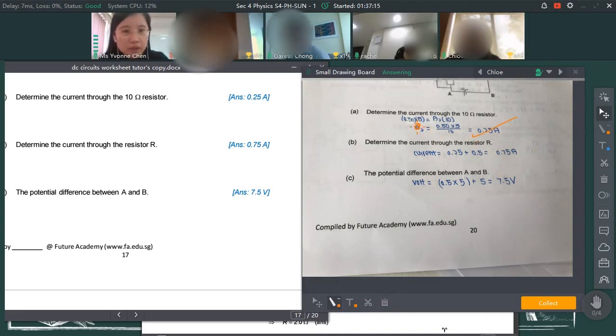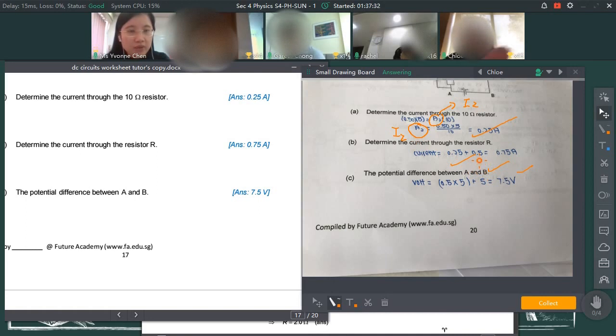Okay, Chloe, your A2, right, might not be very good. You should show I2, because when we find the current, we use the symbol I. Okay, Chloe, your numerical answer is perfectly okay, just that I prefer to see I2.